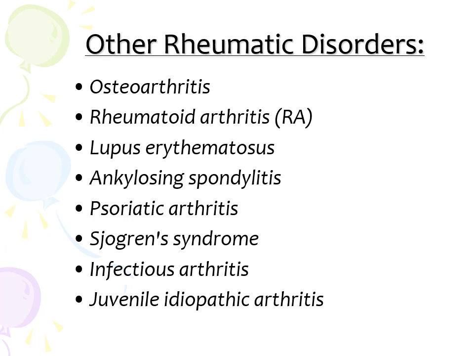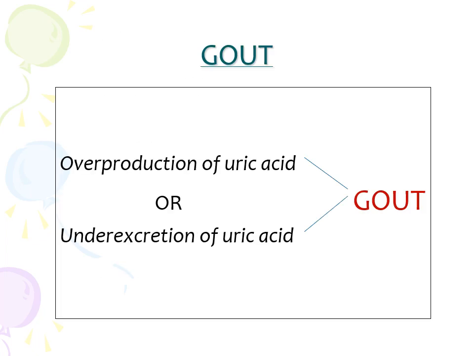Gout is there in Wikipedia, and then rheumatoid arthritis, rheumatic fever, then ankylosing spondylitis, osteoarthritis, SLE or lupus, systemic lupus erythematosus, polyarteritis nodosa, etc. So we have to concentrate on gout.